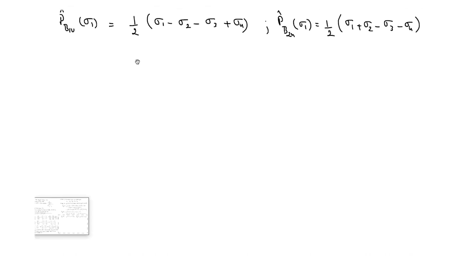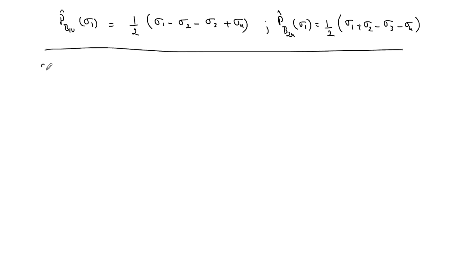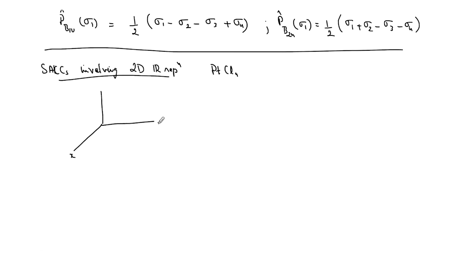Okay, so let's take an example. So I'll just put a line over here. So SALCs involving 2D IR representation, and the example I'm taking here is PtCl4. Now the first step is to orient the molecule about the axis, in the Cartesian axis. So we have the central atom which is at the origin, and then you have Cl here, Cl here, and you have Cl here and Cl here.